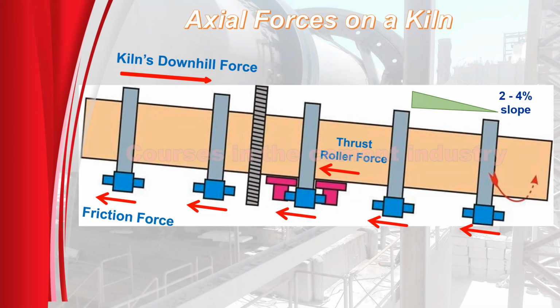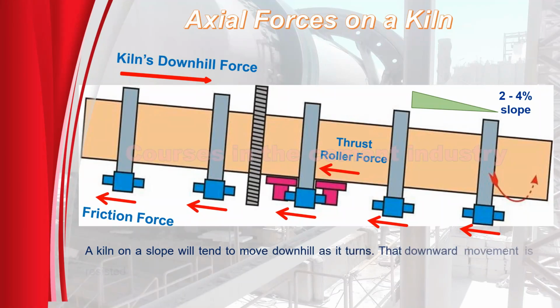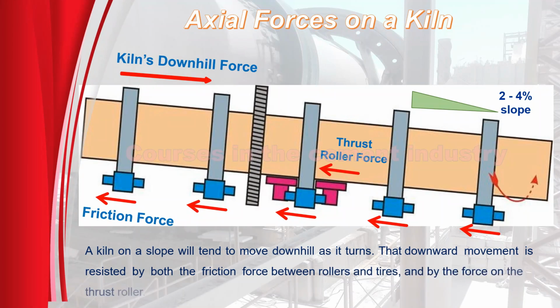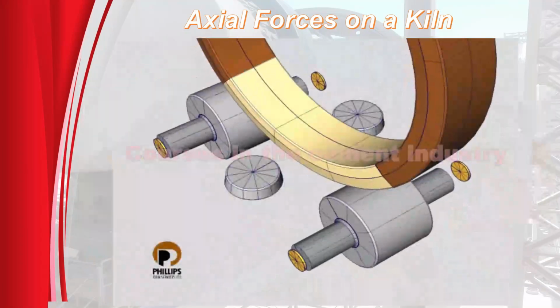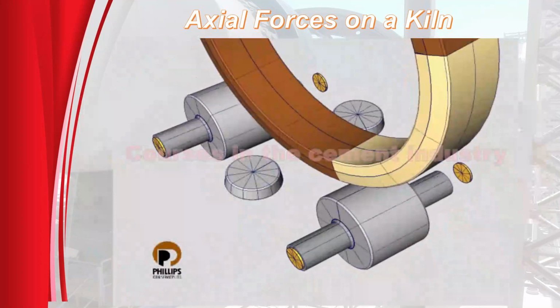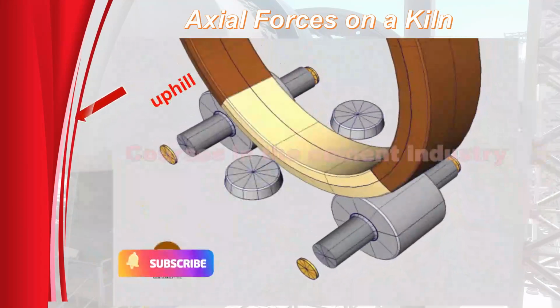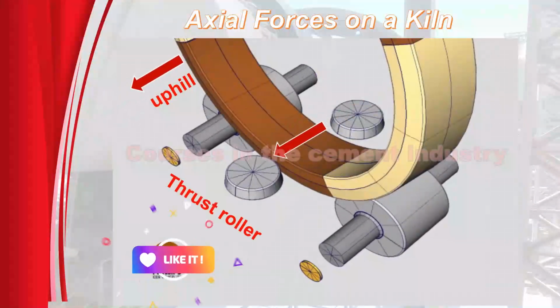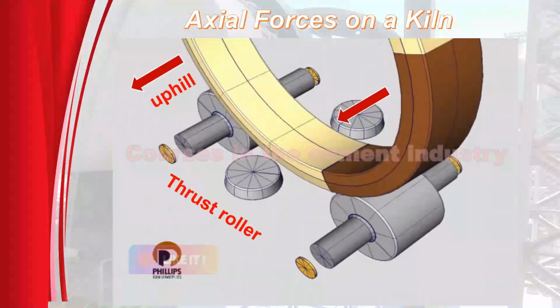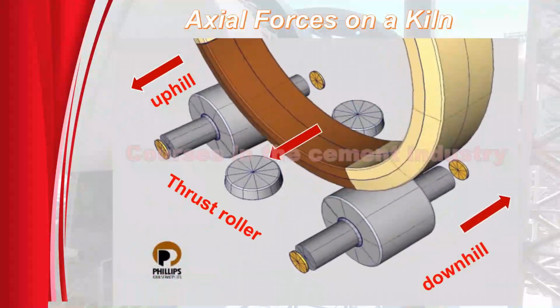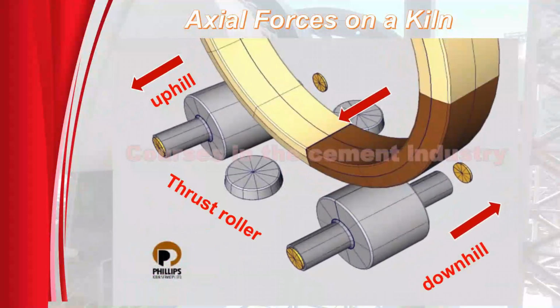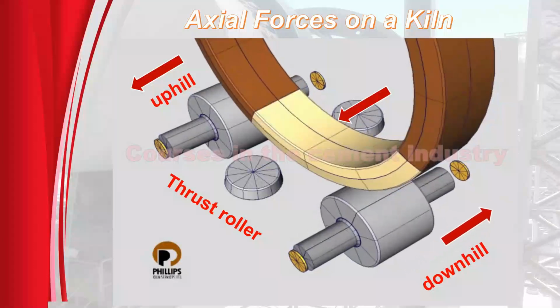Summing up these forces, a kiln on a slope will tend to move downhill as it turns. That downward movement is resisted by both the friction force between rollers and tires and by the force on the thrust roller. This video shows the forces acting on the rotary kiln. 1. During uphill, the forces acting are the friction between the tire and the supporting roller, and the force generated from the thrust roller. 2. During downhill, the forces acting are the weight of the rotary kiln, and the slope helps the kiln to move downhill.